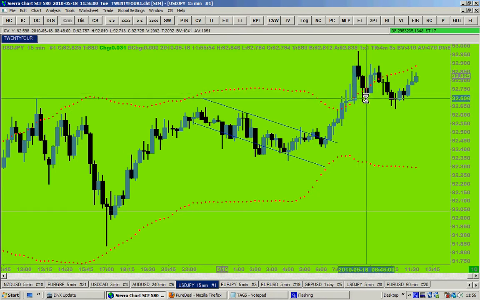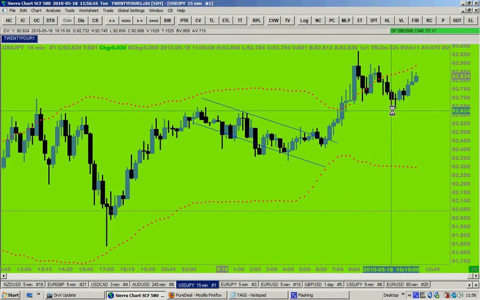92.82. The price went to 92.63. Let's call it 20 pips. That's 20 pips so far. If you get in exactly here, because after this black candle here, you enter right here at 92.82, and you take your profit quickly at 20 pips at 92.62, whatever it is.